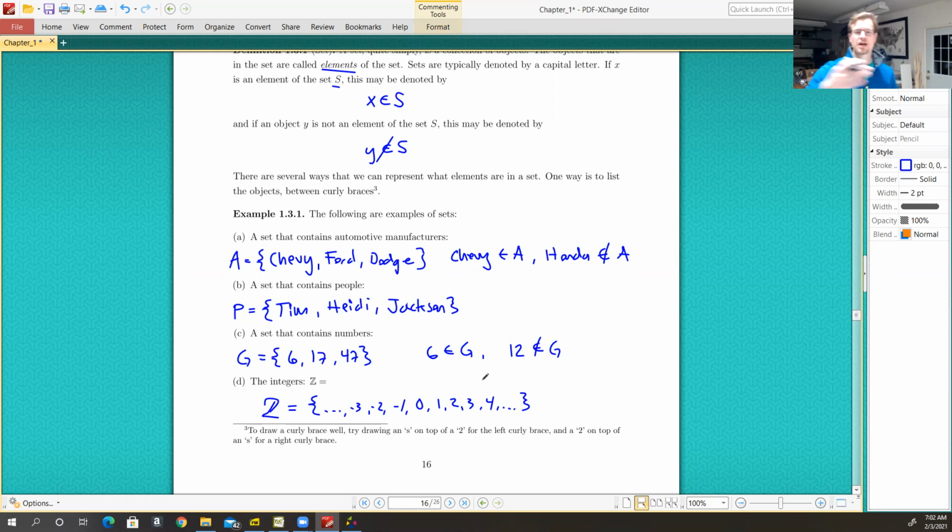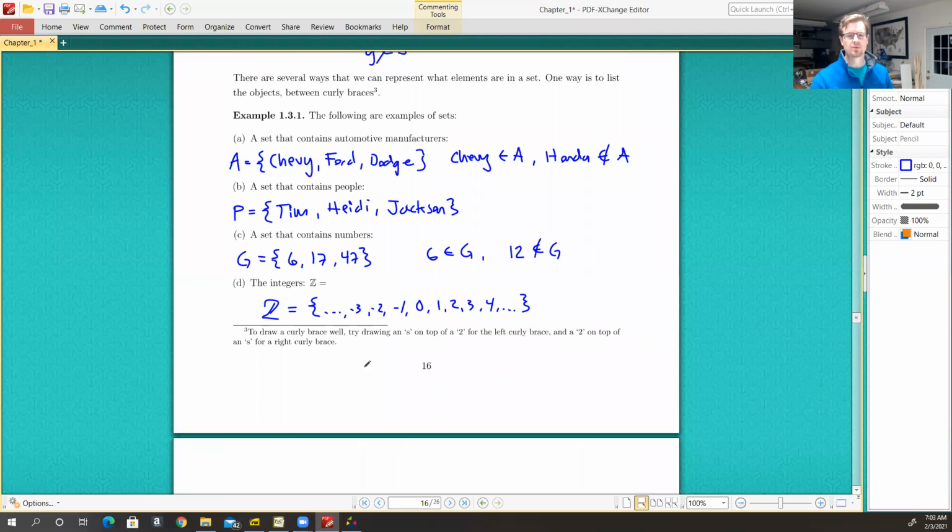Excellent. So this is how we can use curly braces or curly brackets to give a set by listing the items. Okay, listing the items. If you're not familiar on how to draw the curly braces, you can consider drawing an S over a 2 and a 2 over an S to get your left and right curly braces.